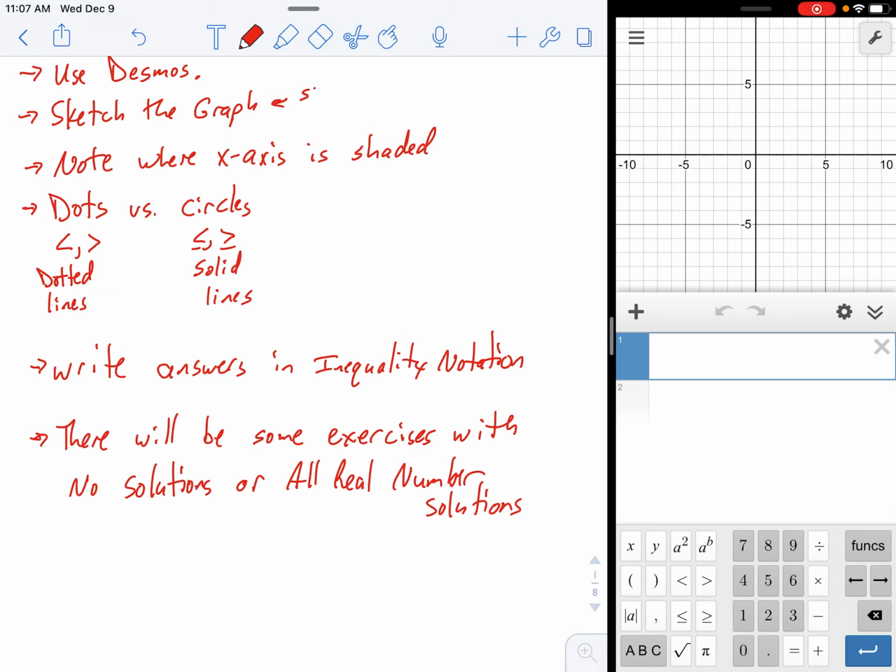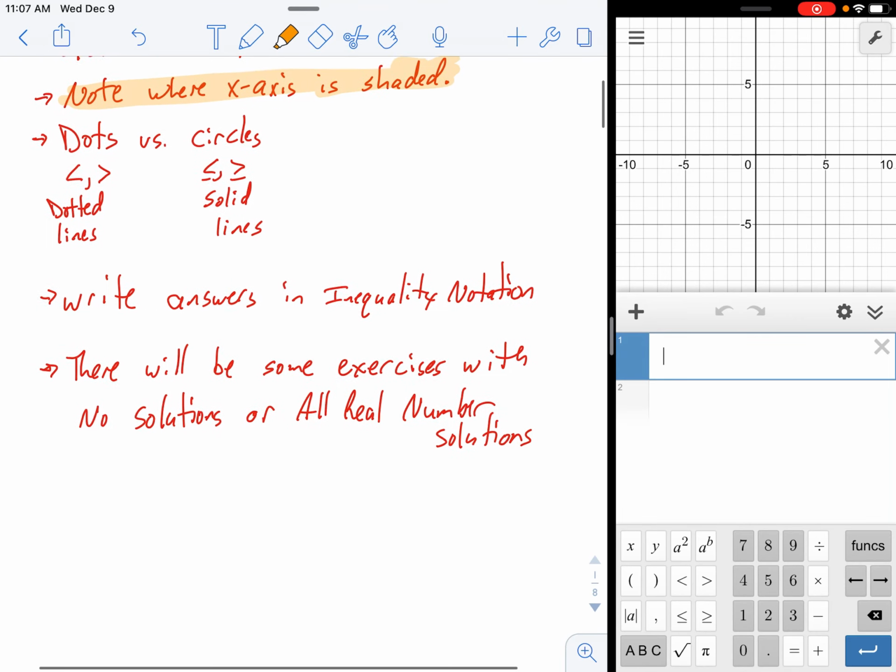This is how you show your work, because without this, you might as well just be copying the answers from the answer key. So you have to include a graph. Note where the x-axis is shaded. As I get to examples, you'll see what I'm talking about here. I don't expect you to know exactly what I mean by this. So yeah, wait till we get to examples.